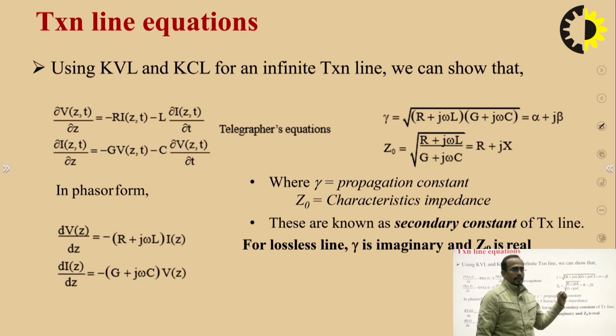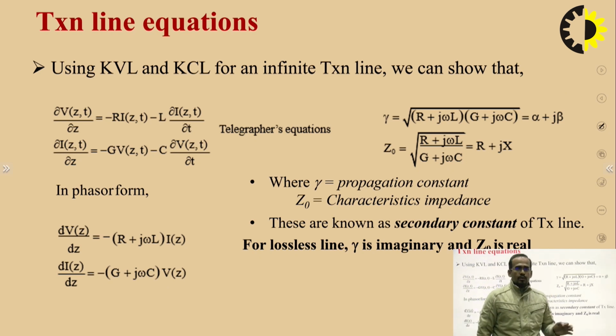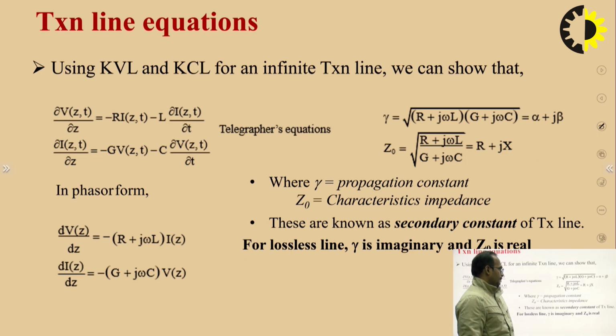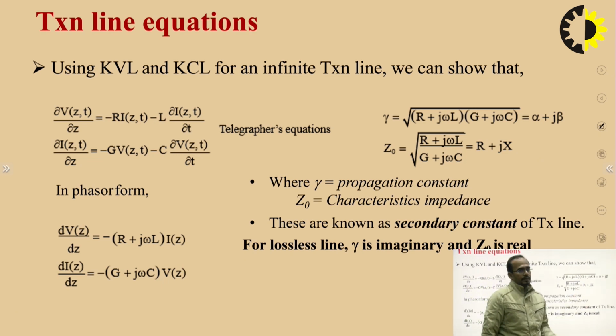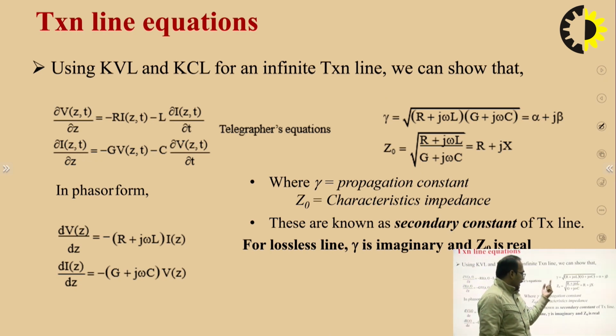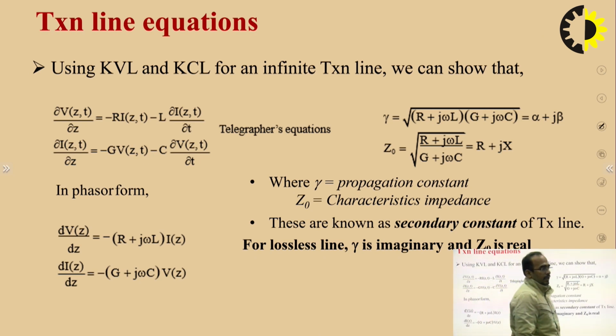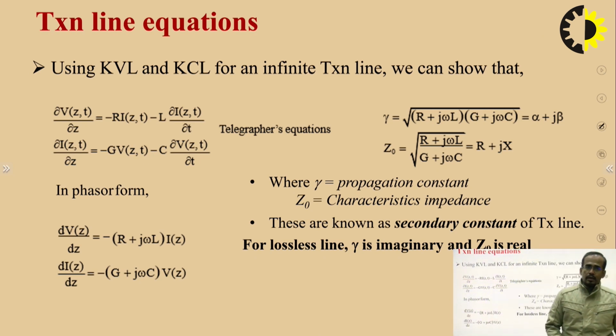And what is the characteristic impedance? After solving this equation, we will get the characteristic impedance Z0 is equal to under root R plus j omega L upon G plus j omega C. This is nothing but R plus jX. These are known as gamma and Z0. Propagation constant and characteristic impedance are known as the secondary constants of the transmission line. And for a lossless line, gamma is imaginary and Z0 is real.